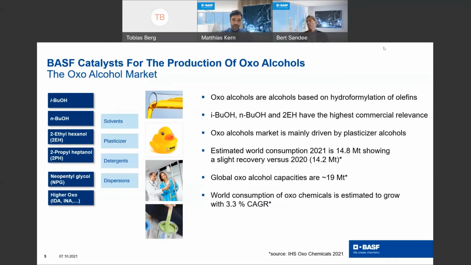Oxo alcohols have quite a substantial capacity worldwide, which is estimated at 90 megatons. And in 2021, it is forecasted that 14.8 megatons of the capacity is used, so a slight recovery compared to the highly COVID-19-affected 2020. And the growth rate is also assumed at 3.3% annual growth by IHS. And it's common for those bulk chemicals with such large capacities that a small improvement in your process can make a big difference in your profitability.